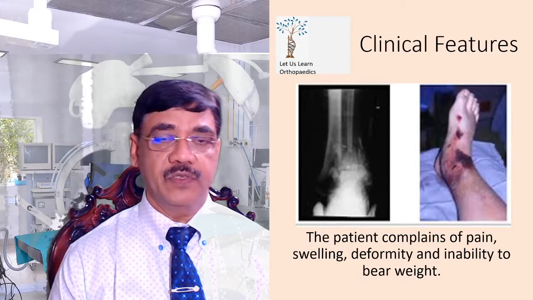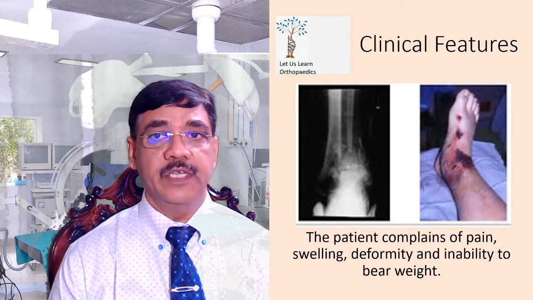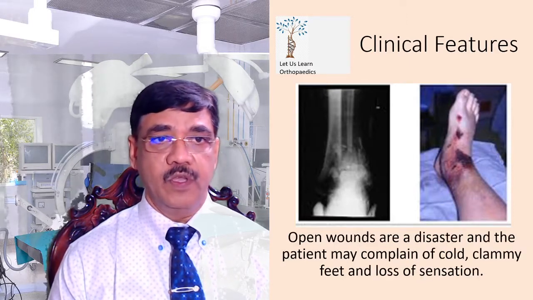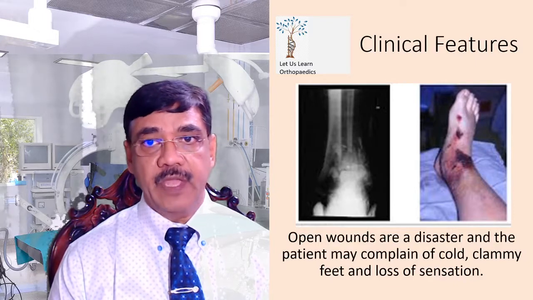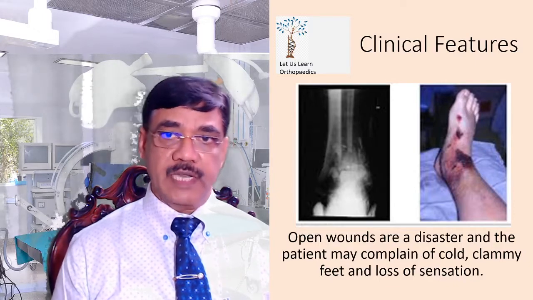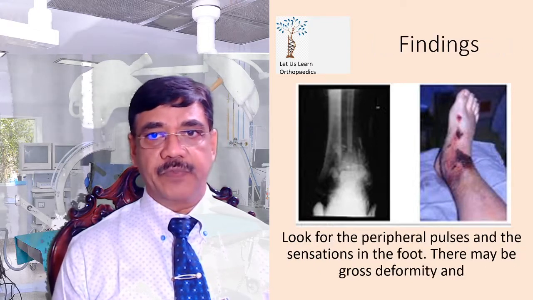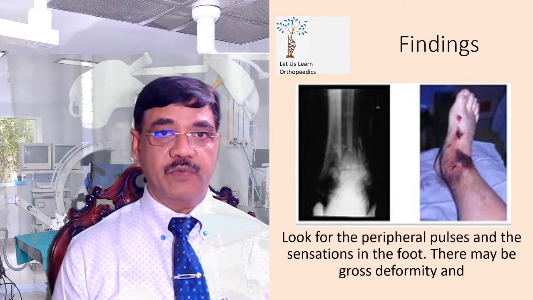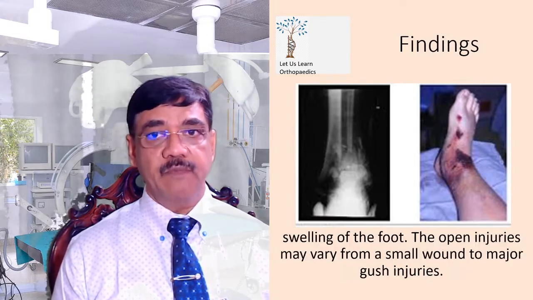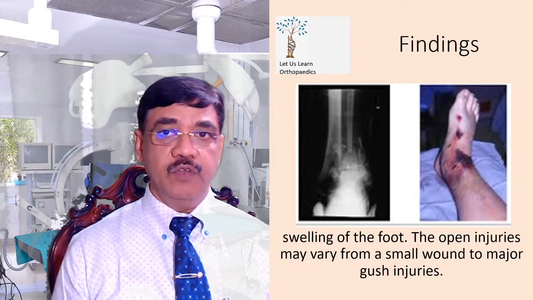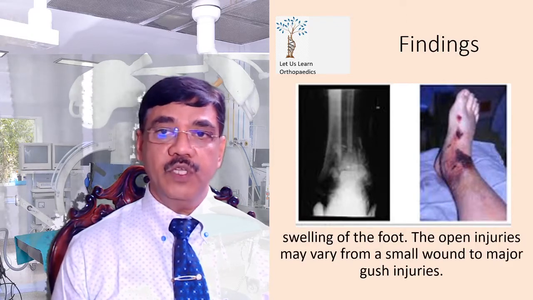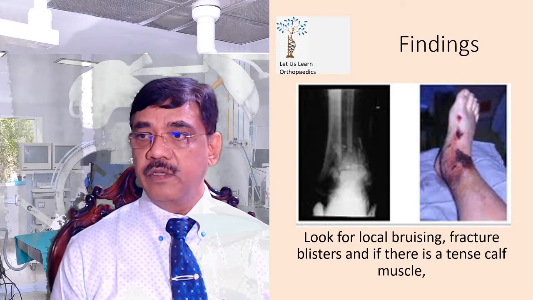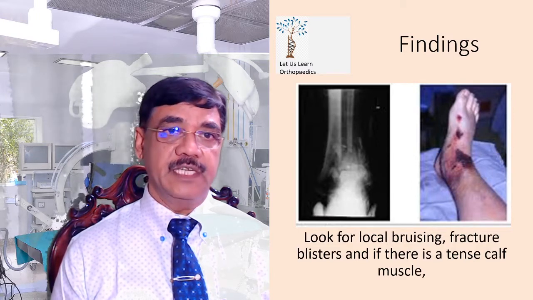Coming to the clinical features, the patient complains of pain, swelling, deformity, and inability to bear weight. Open wounds are a disaster, and the patient may complain of cold, clammy feet and loss of sensation. Look at the peripheral pulses and sensation in the foot without fail. There may be gross deformity and swelling of the foot. The open injuries may vary from a small wound to major gash injuries. Look for local bruising, fracture blisters, and a tense calf muscle as well.